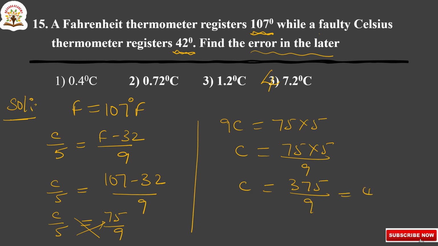It gives 41.6 degrees. Here the Celsius thermometer registers 42 degrees. So 42 degrees centigrade minus 41.6 degrees centigrade, we get the error as 0.4 degree centigrade. So this is the error in this thermometer. So the final answer is 0.4 degree centigrade. So the first option is correct. Okay, next we will go to the next question.